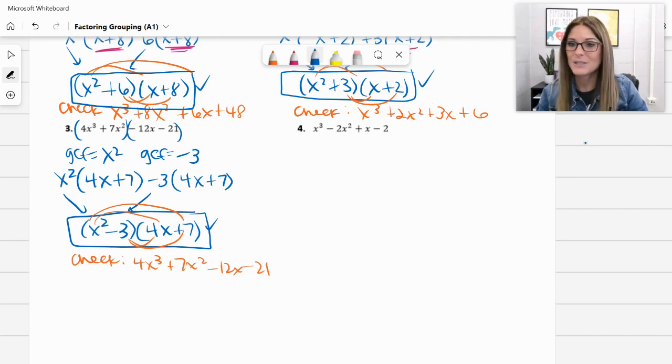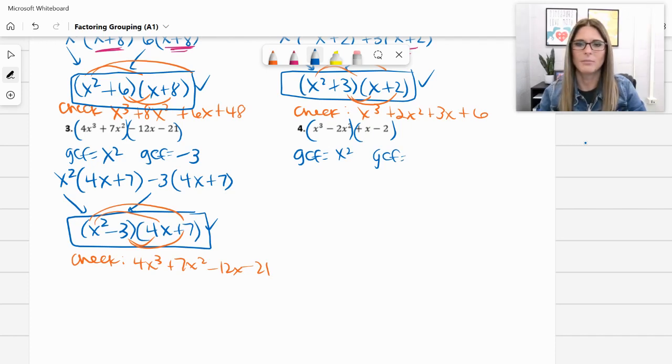Number 4, last one. Again, we have 4 terms. I'm going to use the grouping method, grouping the first half and second half together, looking for a GCF in each group. First group, GCF, x squared. GCF second group. If you can't find one, you can always use a 1. Let me show how this is going to look.